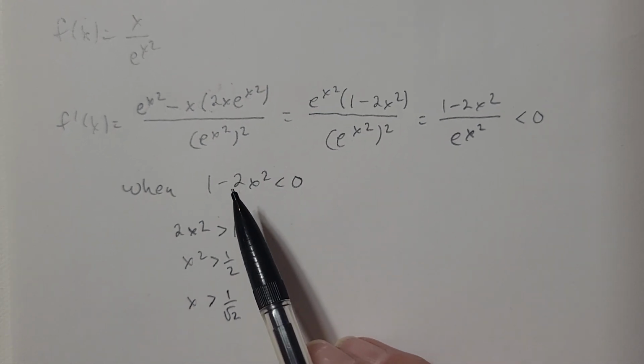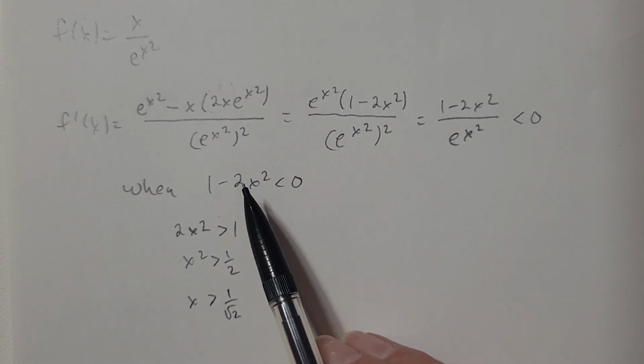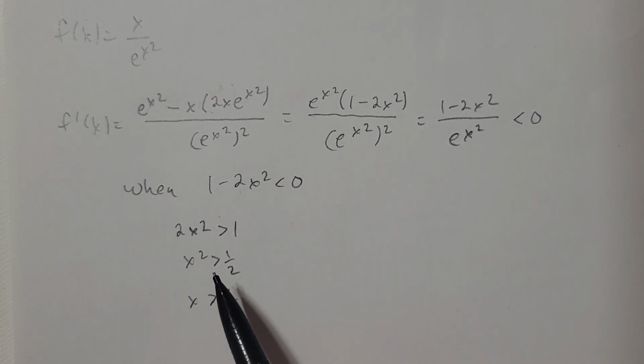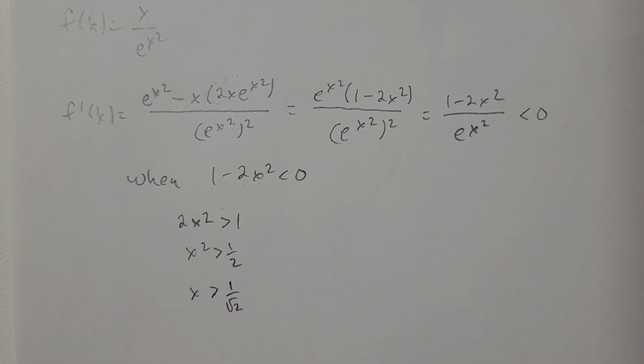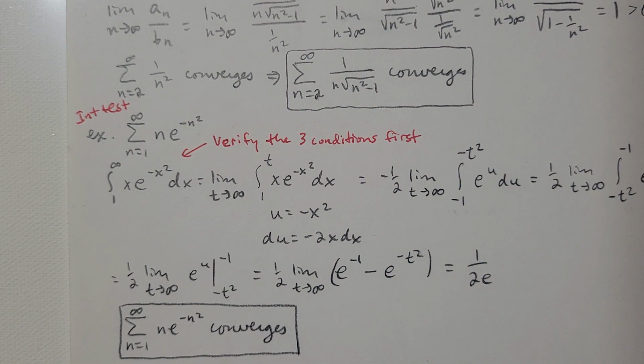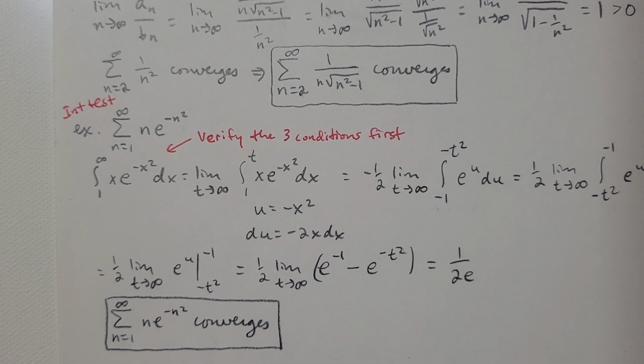Okay, well, if I solve this inequality, let's add 2x squared and then divide by 2. I get x squared greater than 1/2, and then take the square root of both sides. So you have x is greater than 1 over the square root of 2. Okay, well, 1 over root 2 would be about 0.707. So yeah, you're going to be decreasing on the entire interval 1 to infinity. Okay, so I can use the integral test here, in other words.